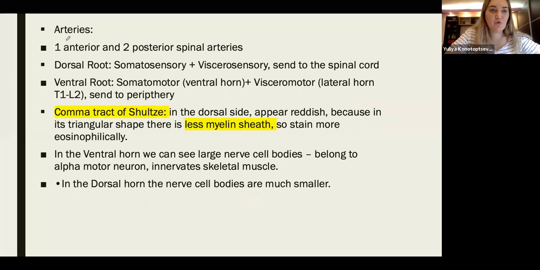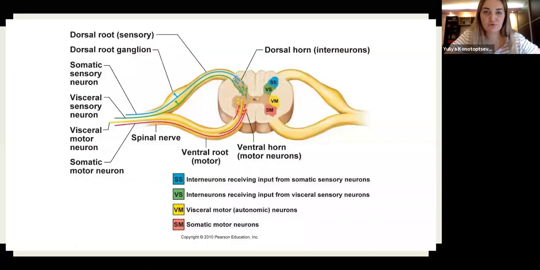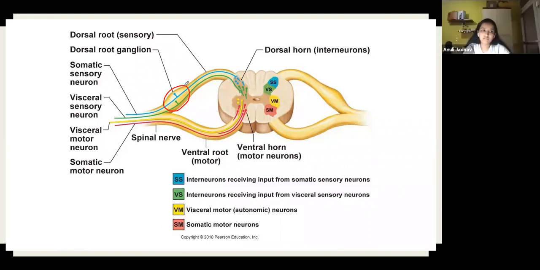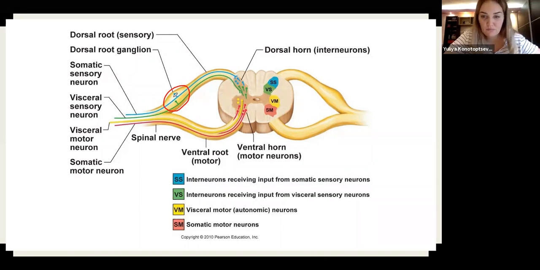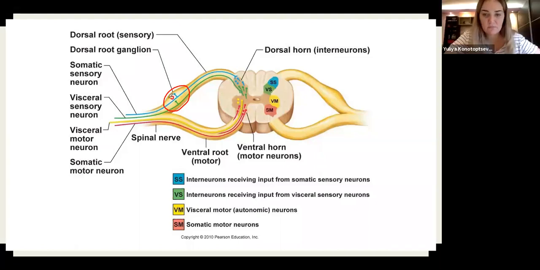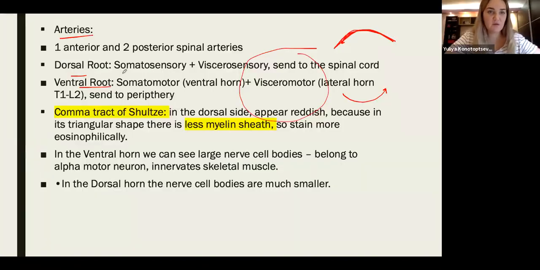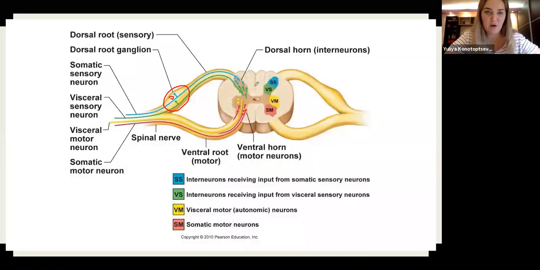Okay, arteries, we have talked about them. Dorsal root, ventral root, you remember, right? So dorsal root is the one which is coming in, ventral root is the one which is going out from the spinal cord. In the dorsal root, we have something. What is in the dorsal root? Dorsal root ganglion. What is located in the dorsal root ganglion? Cell bodies. Whose cell bodies? Sensory neurons. Which sensory neurons specifically? The somato and the viscerosensory. Both of them are going to be here.